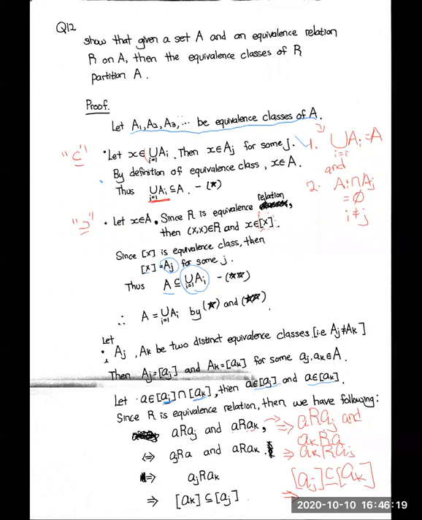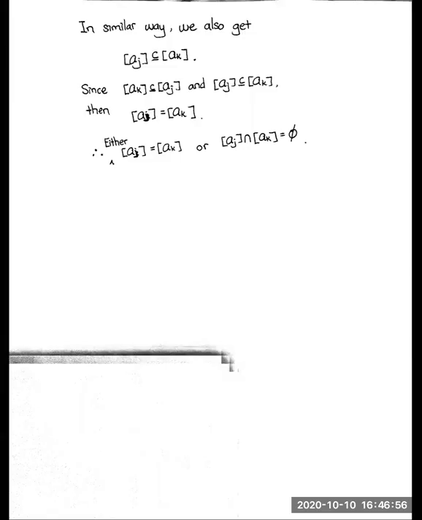In a similar way, we can get Ak is a subset of Aj and Aj is a subset of Ak. Since I'm running out of space, let me define it in this way. The idea is the same as just now; in a similar way, we can also get Aj is a subset of Ak. Since we have Ak is a subset of Aj and Aj is a subset of Ak, then we will have Aj is equal to Ak.